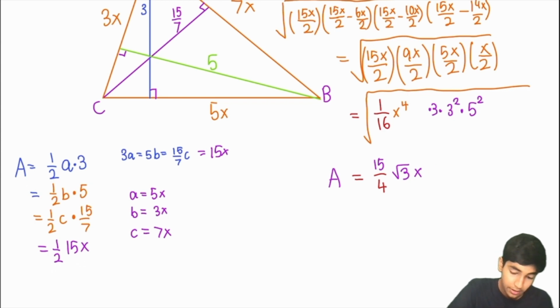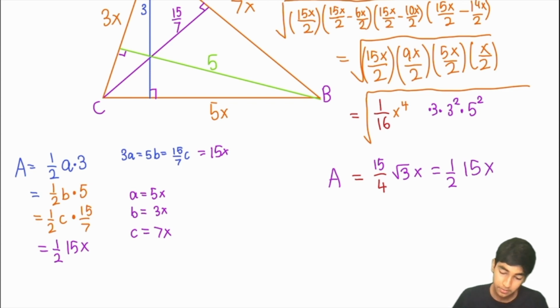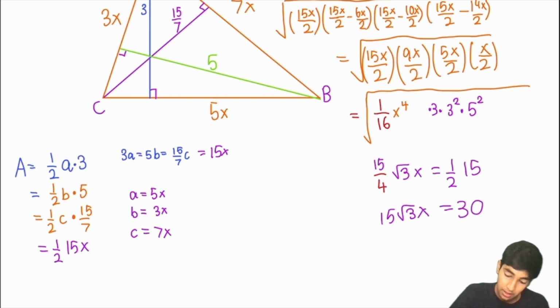Half of 15x equals 15 over 4 root 3 times x squared. I think the x squared got deleted. And now we can cancel x from both sides. We can multiply both sides of the equation by 4 to get 15 root 3 x equals 30. So x equals 2 over square root of 3.